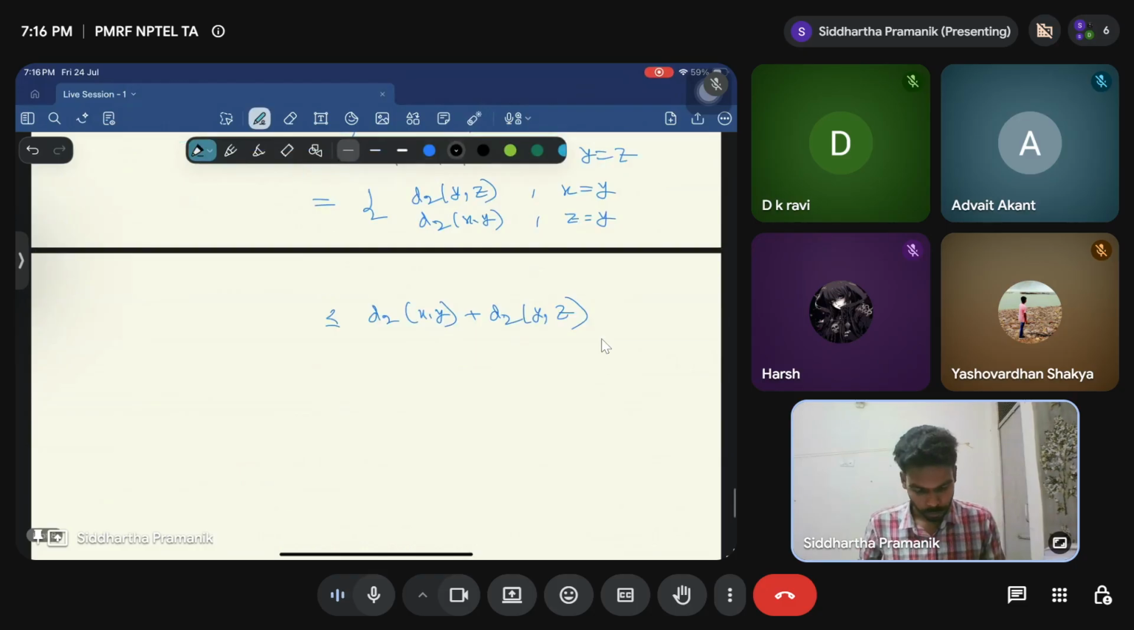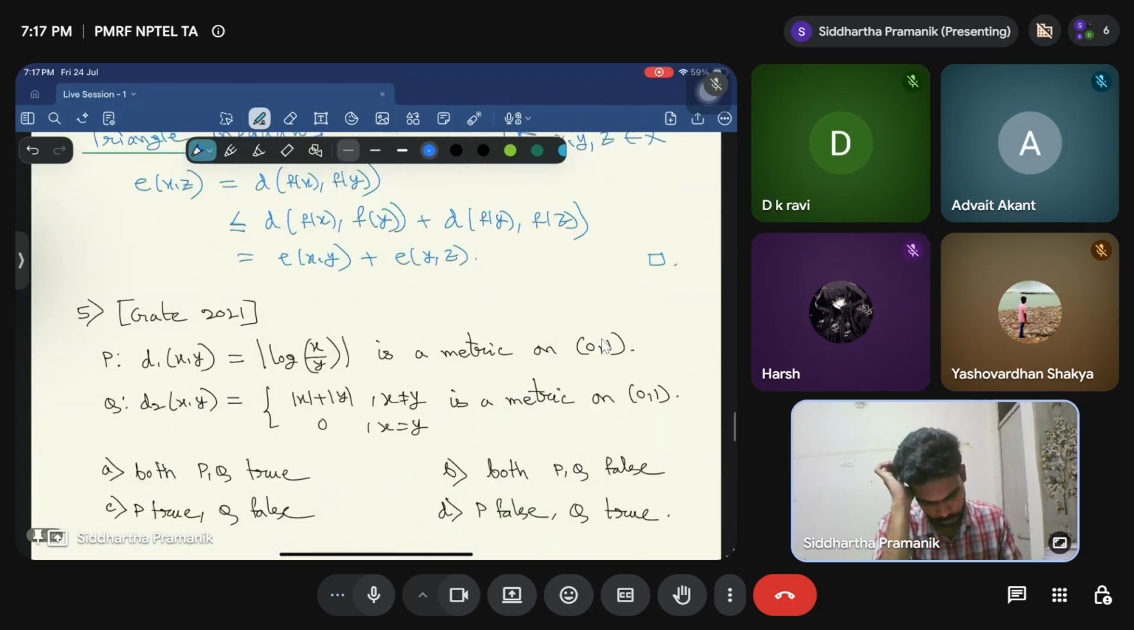Okay, so both P and Q are true. Yeah, any doubts? So the first option.